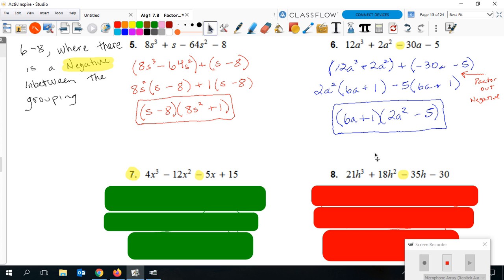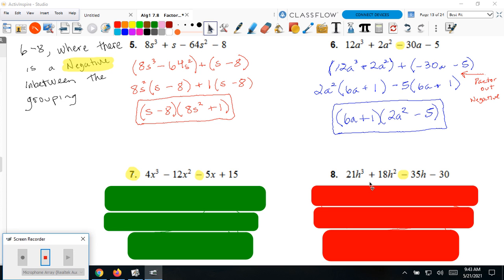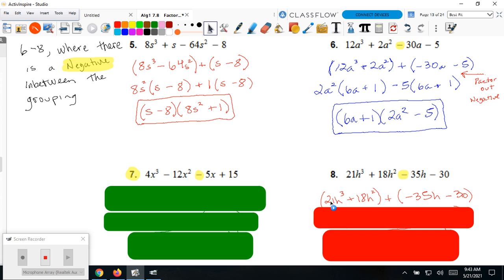All right, I'm going to have you try number 7 on your own. But let's do number 8 first, and then you can go back and do number 7. So let's look at number 8 right now. Our groups are already set up with the first two and the second two, but I'm going to put a plus in between the groups. So it's going to be our first group, then the plus, and then this grouping starts with the negative 35h, then minus 30. I'm going to factor out the GCF between 21 and 18. 3 can go into both of those, and there's also an h squared that can come out.